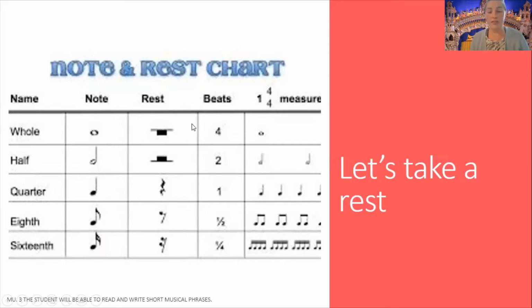Whole note and whole rest get 4 beats. So it could be 4 beats of silence or 4 beats of music. Half rest, 2 beats. Quarter note and quarter rest, 1 beat. Eighth note, eighth rest, half a beat. Sixteenth note and sixteenth rest, a quarter of a beat. And it just keeps going down, lovely little fractions, dividing right in half.